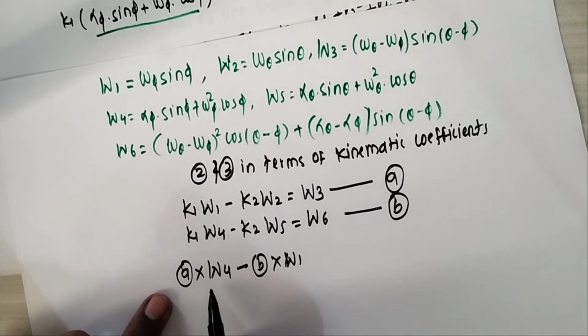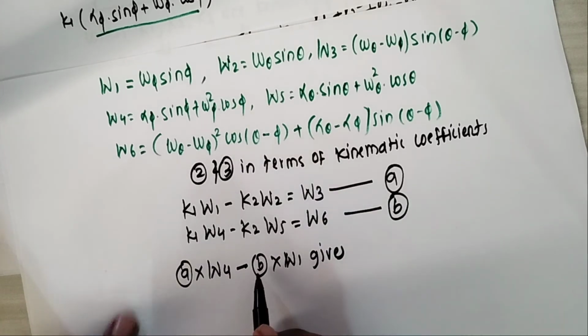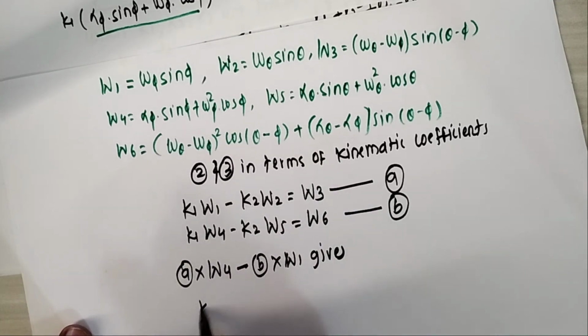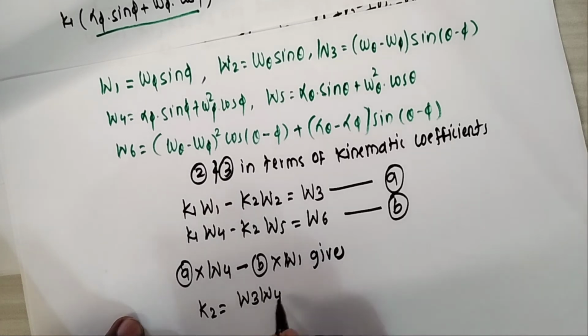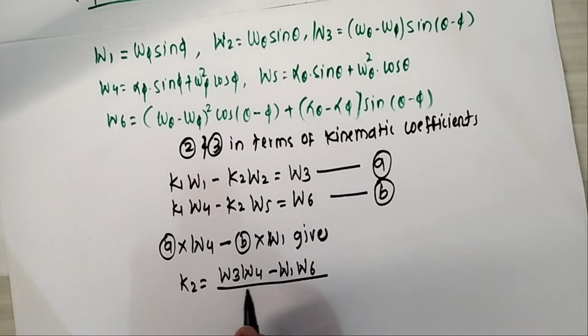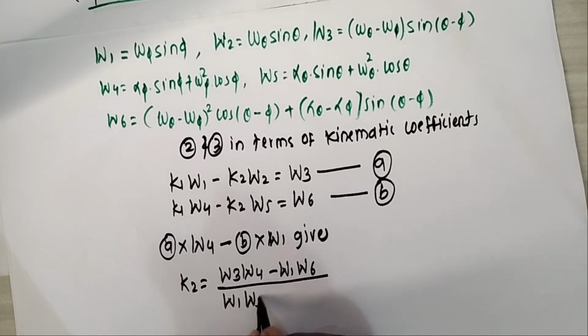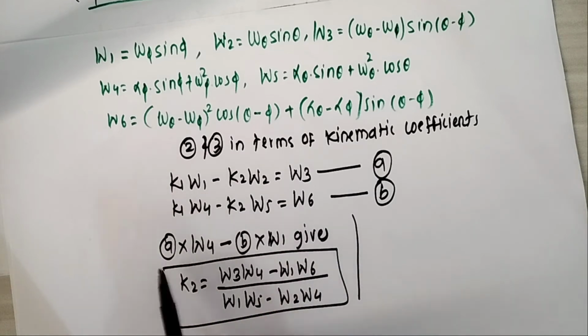So equation A into w4 minus B into w1 gives you the value of k2. I am directly writing now, I am not solving here, we already solved it. So k2 is equal to (w3 w4 minus w1 w6) upon (w1 w5 minus w2 w4). So by doing this we get k2.